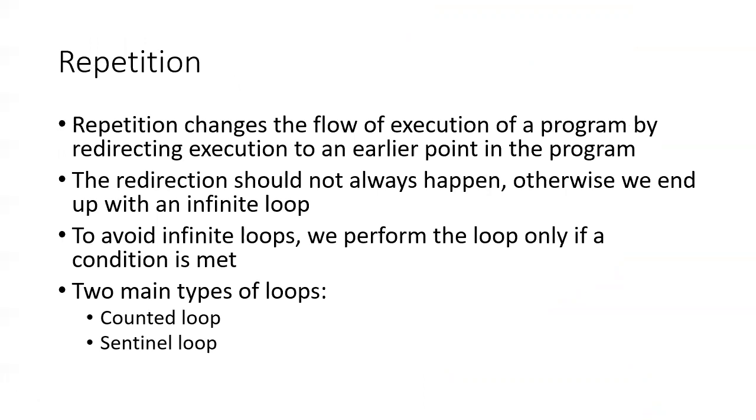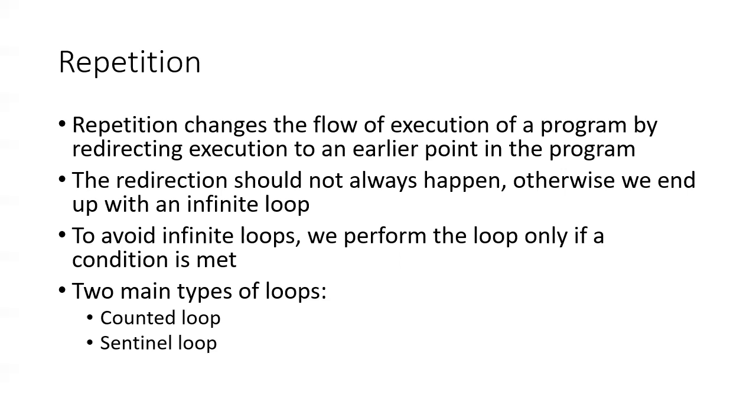The counted loop, we use when we know before we start the loop how many times we're going to do it. So we're going to do the loop 10 times, or 20 times. Before we do it, we can say, okay, we're going to count to 20, and when we're done that, we finish the loop. Every time we go through the loop, we count one more. When we get to 20, we're finished.